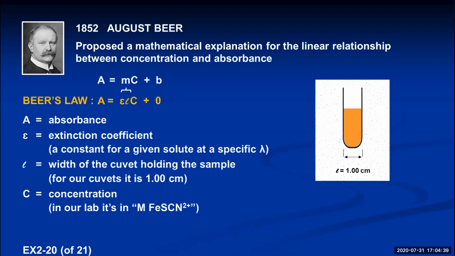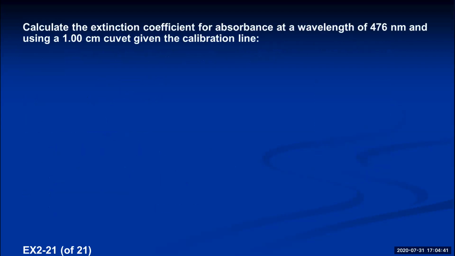Now, the significance of Beer's law is that sometimes people will want to know what the extinction coefficient is, and let me show you how you get that. To calculate the extinction coefficient for the absorbance at a wavelength of 476 nanometers and using a 1.00 centimeter cuvette, given the calibration line, absorbance at 476 equals 3,425 molar to the -1 times concentration minus 0.021. So how would you get an extinction coefficient from this equation, which is something that would appear on Logger Pro after you do an analysis to do a calibration line?